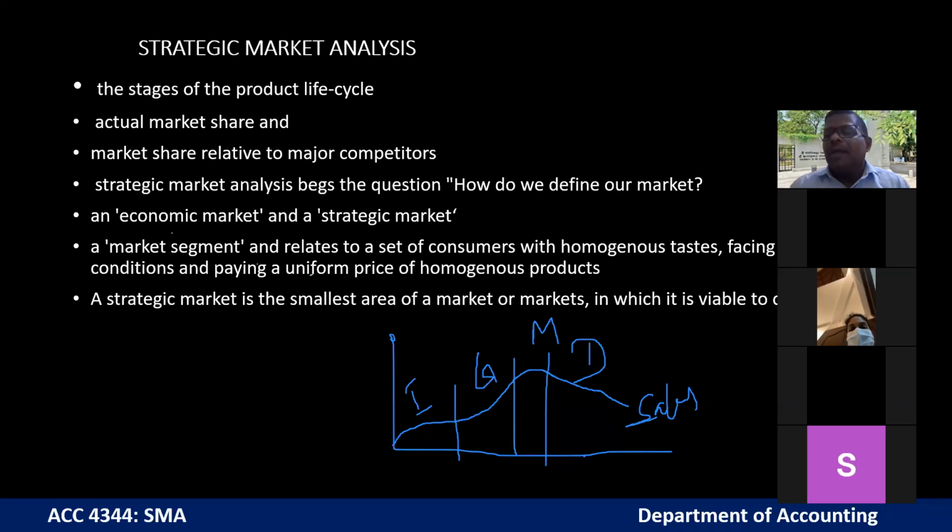I think you got my point. Anyway, to do the market segment or the strategic market, you need to do the market segmentation based on different variables, maybe income, maybe preference, maybe age. By using a combination of all these, you can have a group. A strategic market is the smallest area of a market.